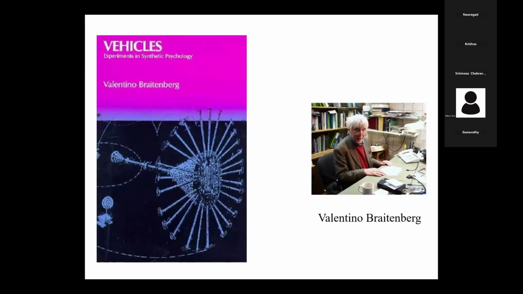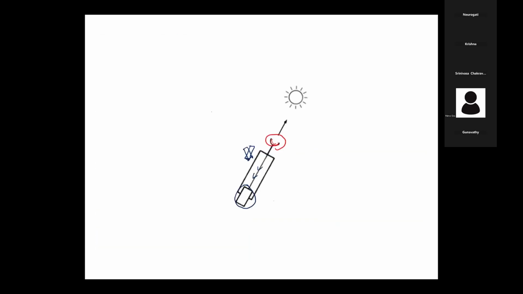So I want to begin with this very beautiful book. If you have time, try to get hold of this PDF somewhere. It's called Vehicles, or Experiments in Synthetic Psychology, written by an anatomist called Braitenberg. He's a microanatomist who has done excellent work on studying the microstructure of the brain. But he also wrote this delightful little popular science book called Vehicles. Basically, he thinks of the body as a vehicle and the brain as the driver of that body.